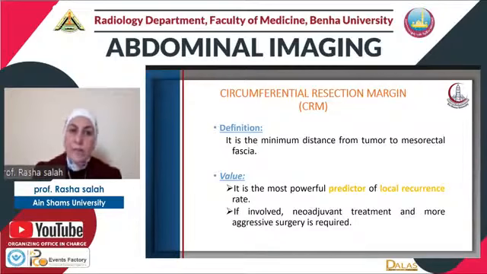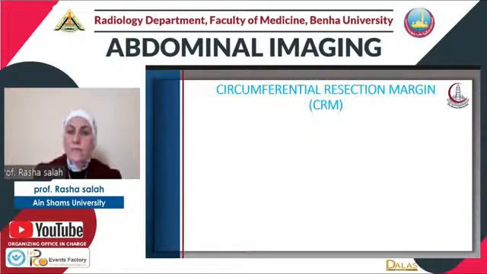And if there is a violation of the circumferential resection margin, then the patient needs to have a preoperative neoadjuvant treatment to minimize the rate of recurrence. So if it is just a pathological term, why are we using it in our reports? Because it is very important. How can we assess this circumferential resection margin?